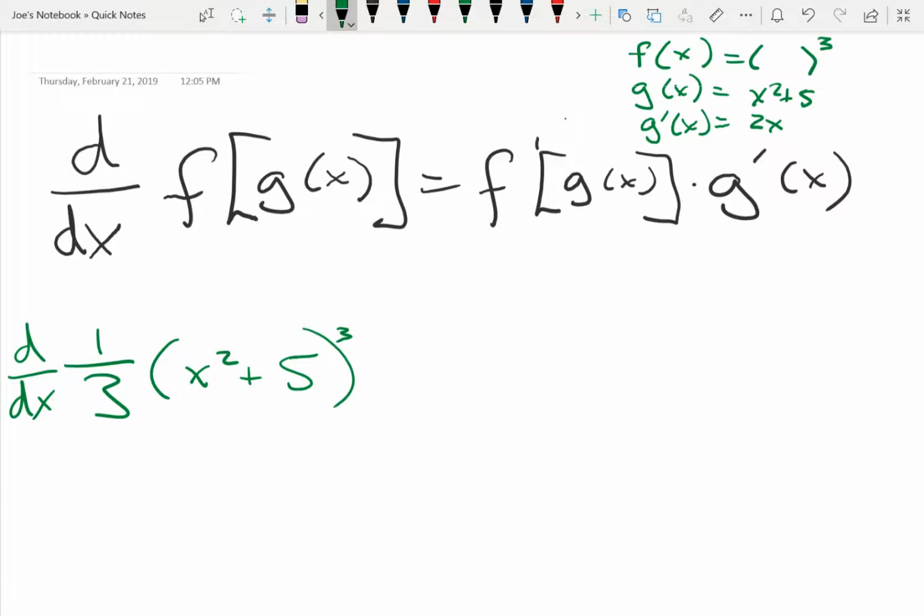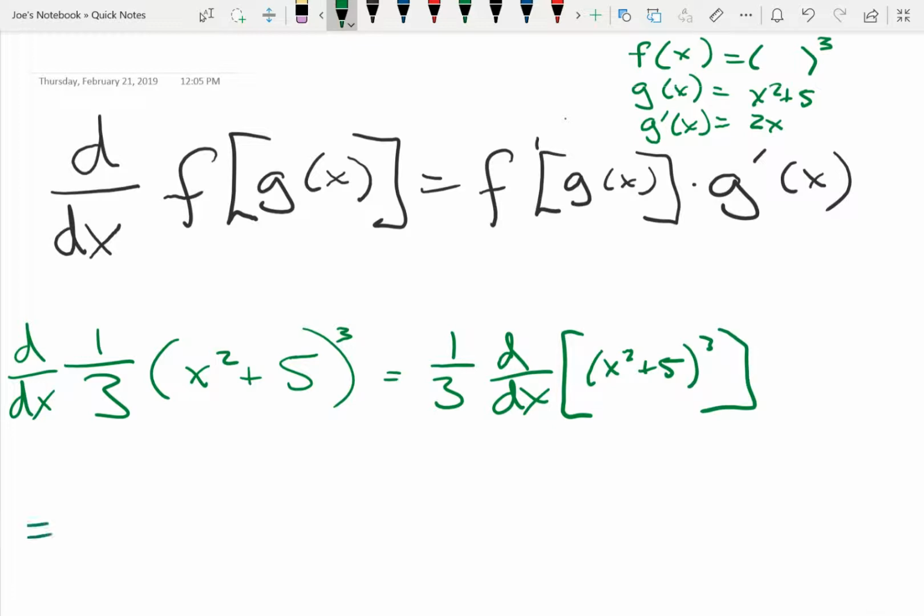Technically, we're going to factor out the 1/3. The coefficient is not part of the function, so it's going to be the constant multiple. So we're good there. So let's take the derivative of that. We're going to take the 1/3 of the derivative of x squared plus 5 to the power of 3.